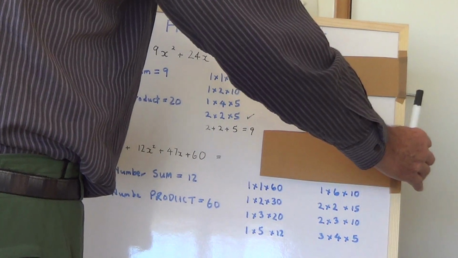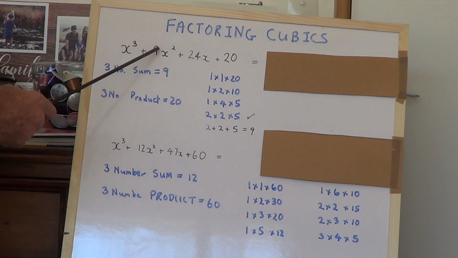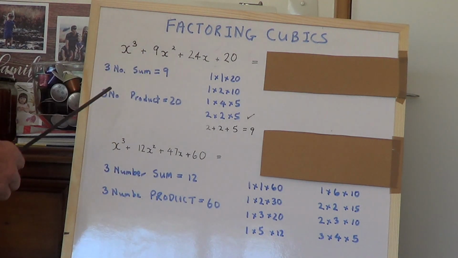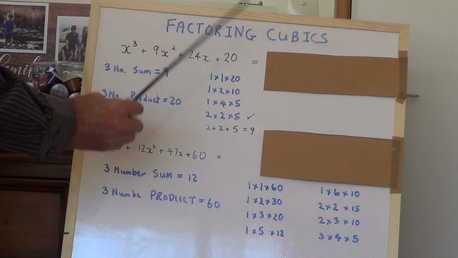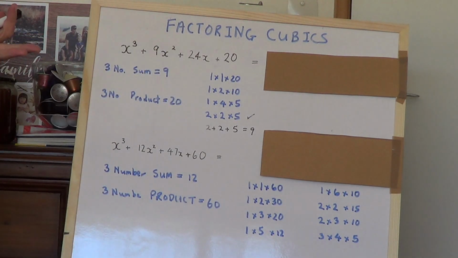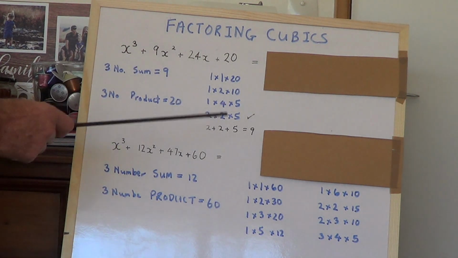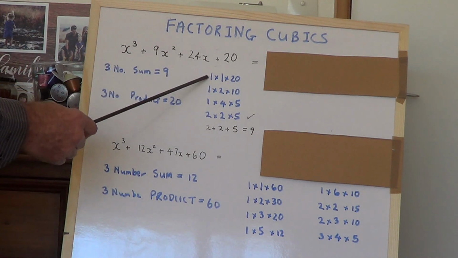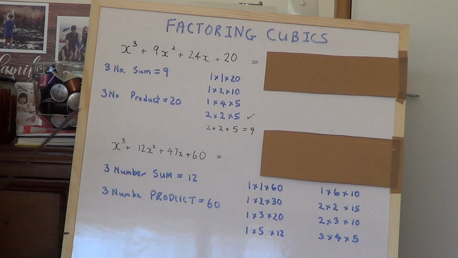Now I'll get that lined up. We've got to factorise this: x cubed plus 9x squared plus 24x plus 20. So the 3-number sum is 9, we get that from there. The 3-number product is 20. So we just look at the 3-number product. Here it is, first one, and we do it in order. 1 times 1 times 20, 1 times 2 times 10, 1 times 4 times 5.